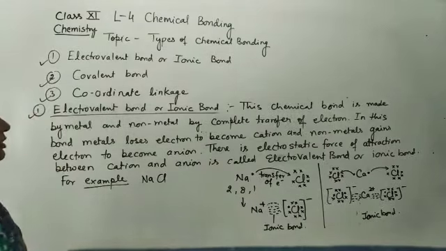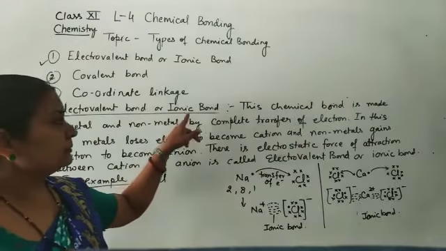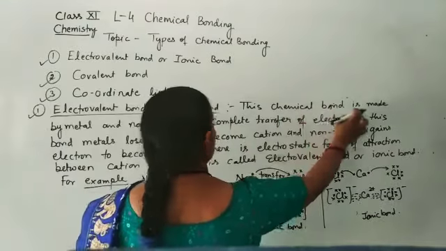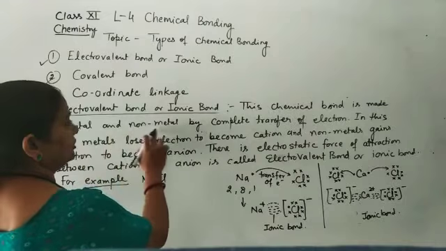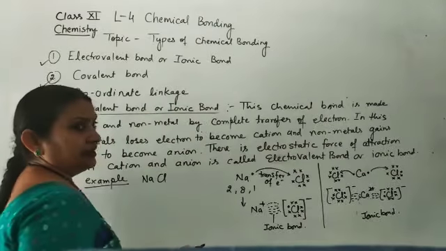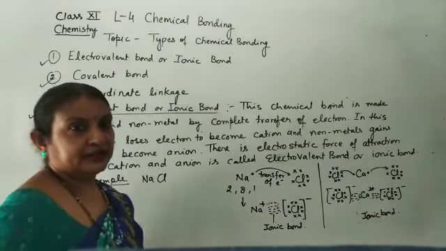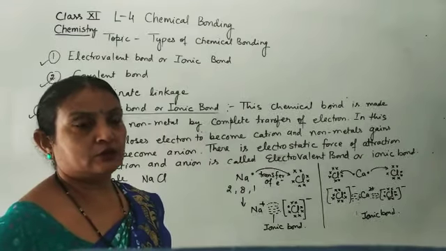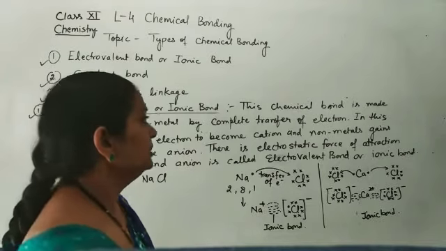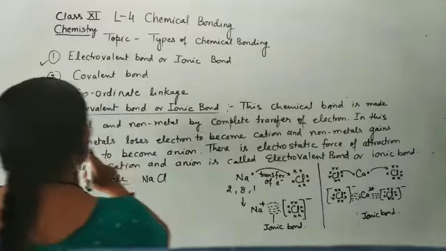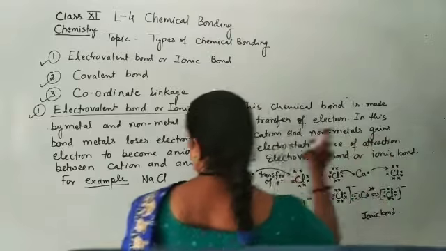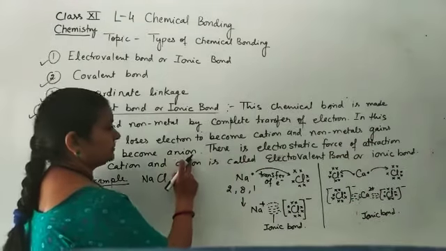The first type of bond, electrovalent bond or ionic bond. I am going to explain to you what this bond is. This chemical bond is made by metals and non-metals by complete transfer of electrons. We have studied in lesson 3 that metals have a tendency to lose electrons for completing their octet and non-metals have a tendency to gain electrons. So in this bond, metal loses electrons to become a cation and non-metal gains electrons to become an anion.